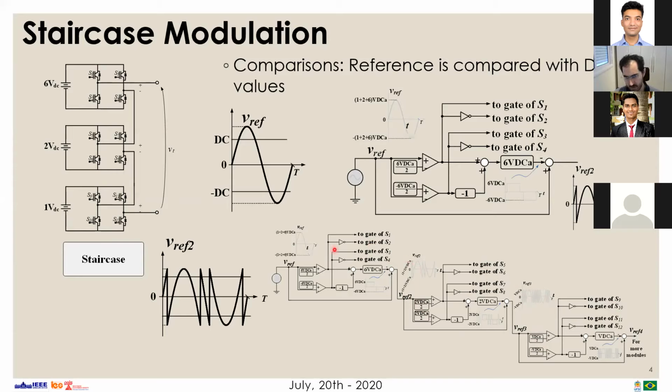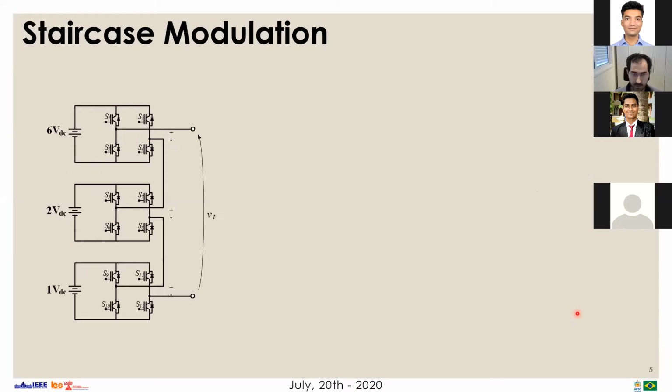In such a way, I have all the signals for the 12 transistors found in the modulation in the asymmetric inverter. Okay. If I have more modules, I could cascade this up to reach all the modules. Okay, this is the basic principle of the staircase modulation. Again, it's also based on comparison, but now the references change according to the module, and they are always compared with DC values.